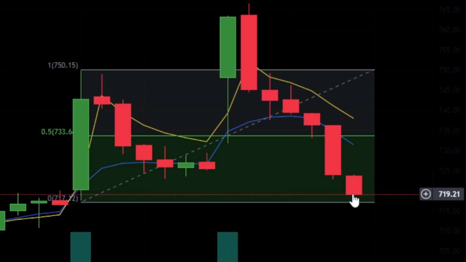733.68 minus 719.21. That would have given you about $14 per share on a short, that would have lasted like an hour and a half. Not bad, not bad. If you would have done a put option, you would have made a killing.